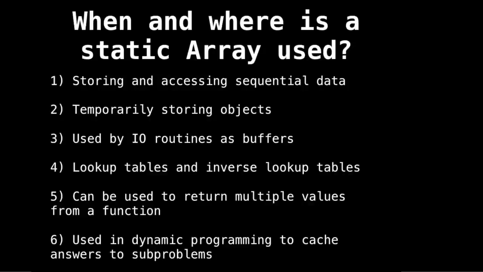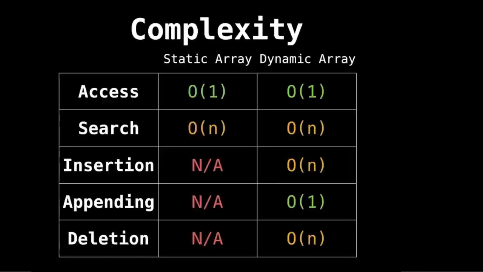This last example is a bit more advanced, but arrays are heavily used in a programming technique called dynamic programming, with tabulation to cache already computed subproblems. A classic example of this might be the knapsack problem or the coin change problem.